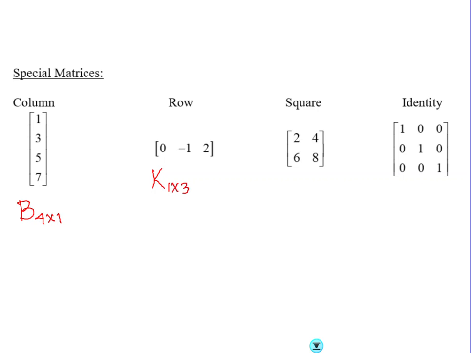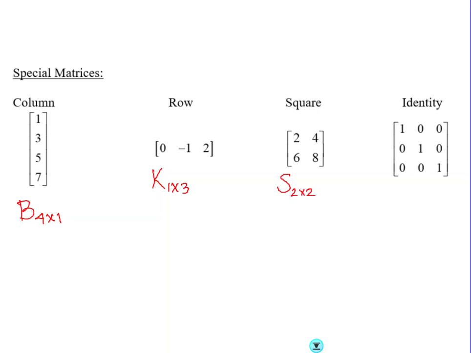The third special type of matrix is a square matrix. It has the same number of rows and columns. I'm going to call this one S, and it is a 2 by 2 matrix. We have 2 rows and 2 columns.